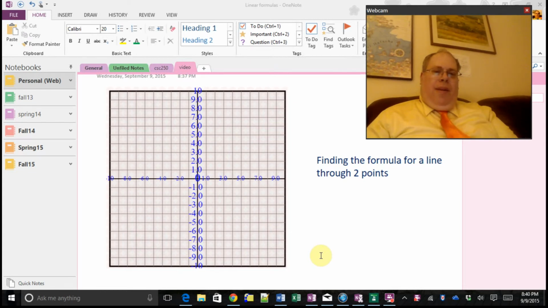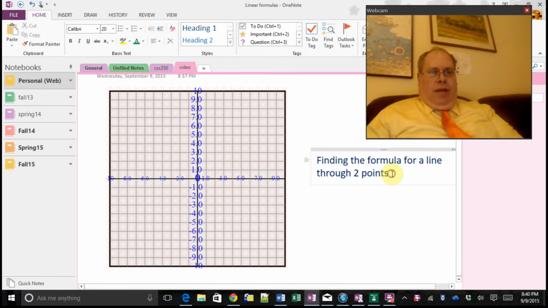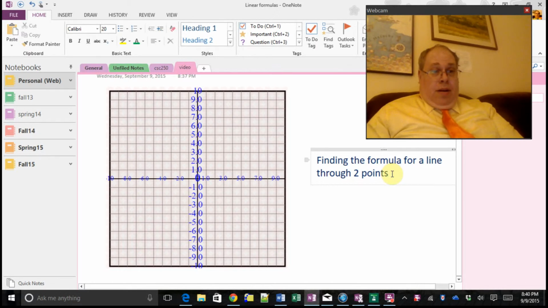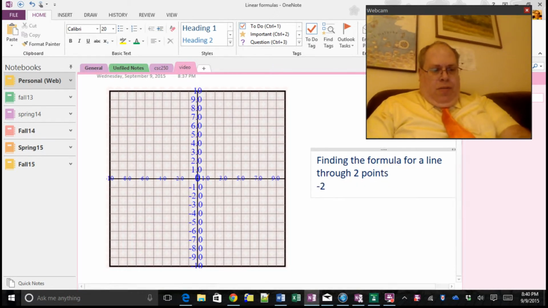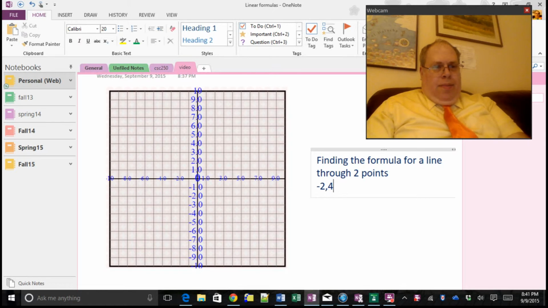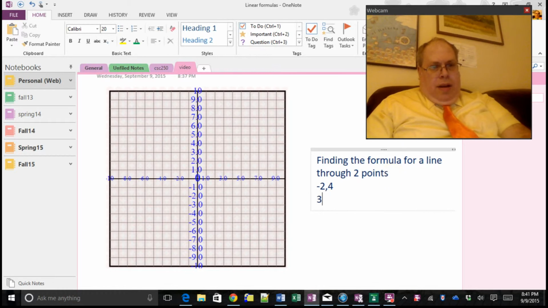This is on how to find the formula for a line through 2 points graphically. So let's say we have 2 points, like (-2, 4) and also (3, -1).